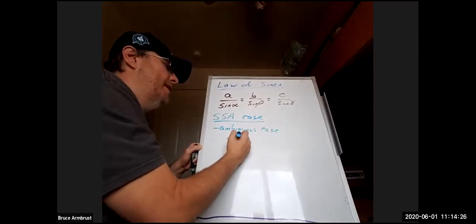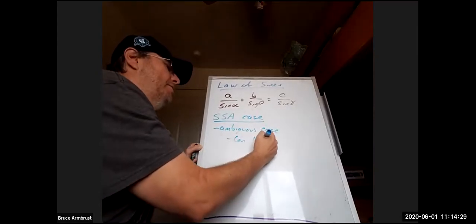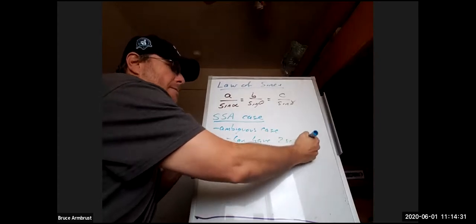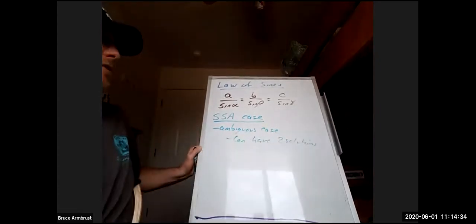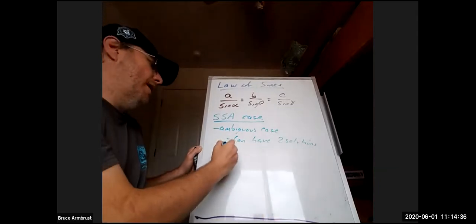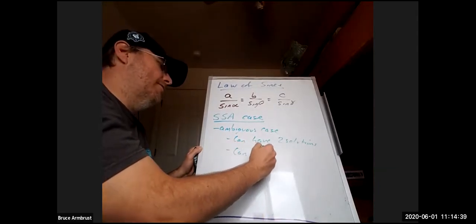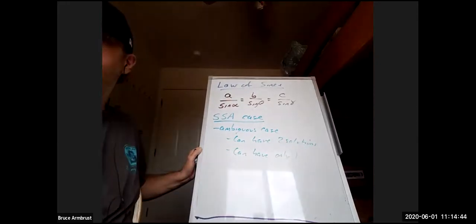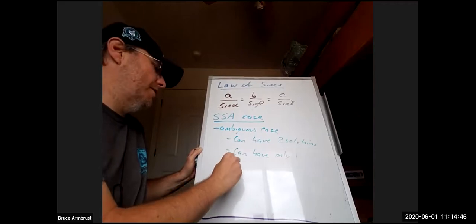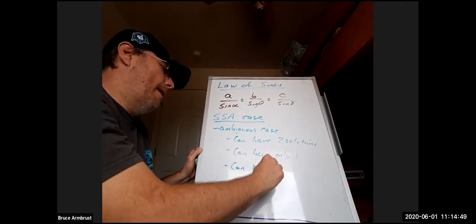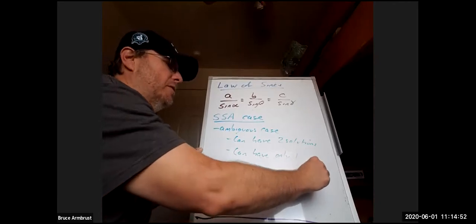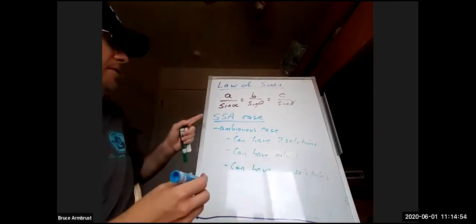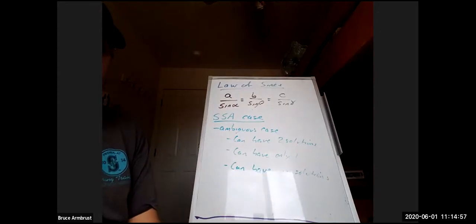And that's because we can have two solutions. So you can actually have two triangles that work, or you can have one solution. So I'll put here only one. But it also turns out you can have no solutions. It is possible that with certain combinations of side-side angle numbers that you don't get a triangle.